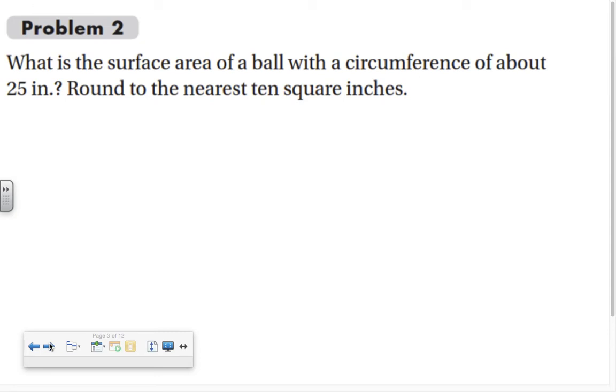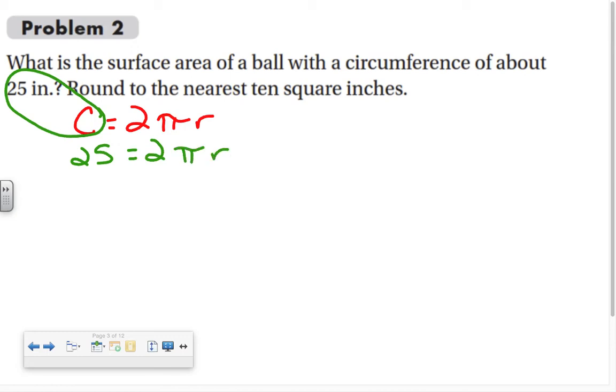In problem 2, we're asked again for the surface area of a ball or a sphere. This time, however, we need to work backwards from knowing the circumference in order to find the radius. So remember that the formula for circumference is 2 pi r. And they have told me that that circumference is 25. So I rewrite it as 25 equals 2 pi r. And I need to solve for r. This is just an algebra equation.